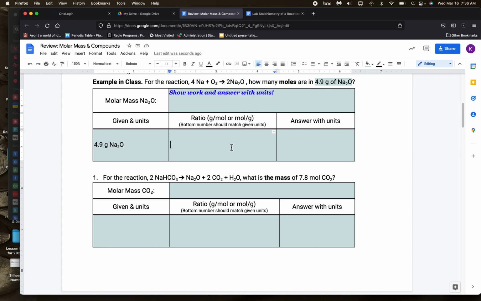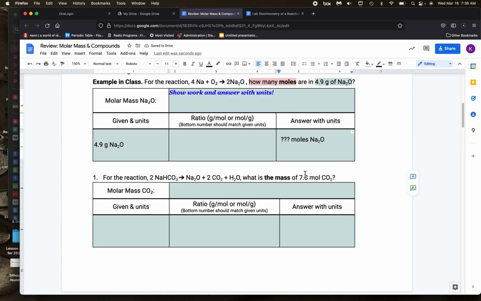Okay, the ratio is not the next step. The next step is actually to identify what the question is. So my question is how many moles there are. So the word moles goes over here. Sorry. We say of, but you don't write of. So moles of Na2O, that's my question. That's what I'm trying to figure out.